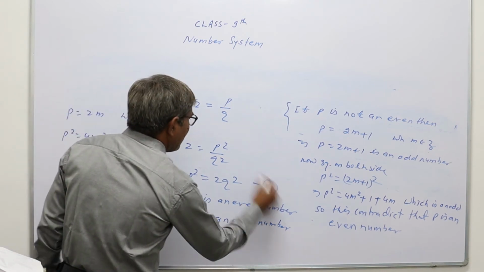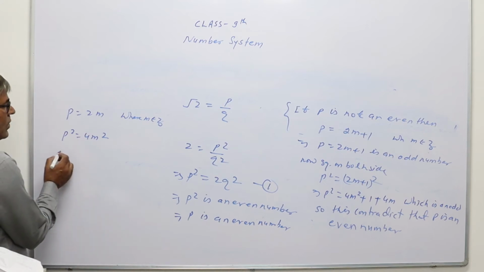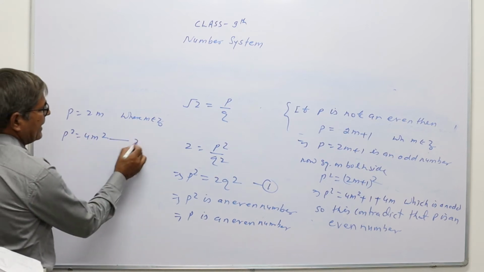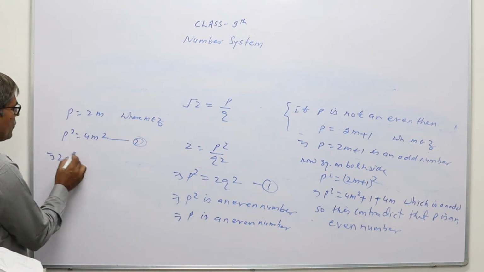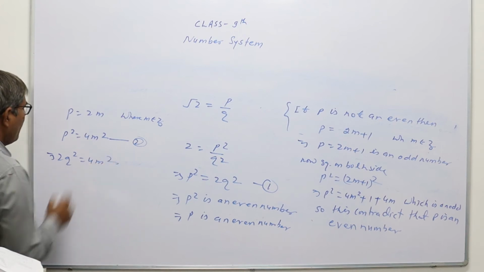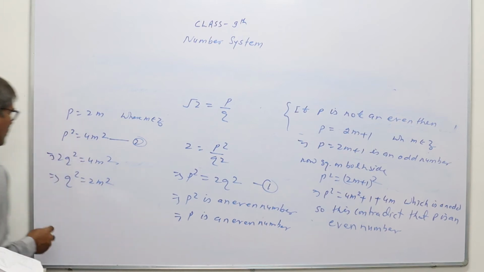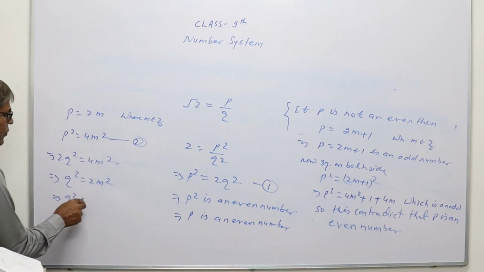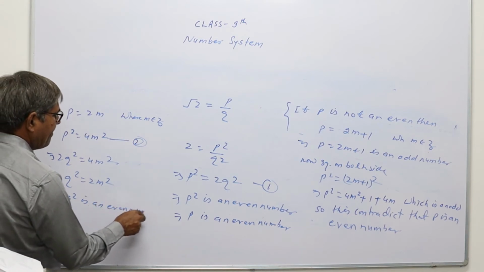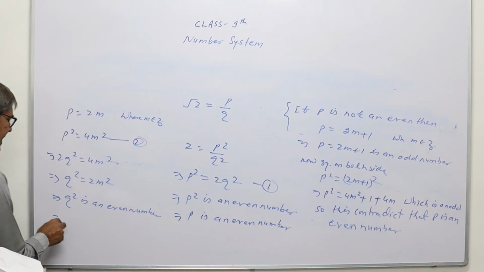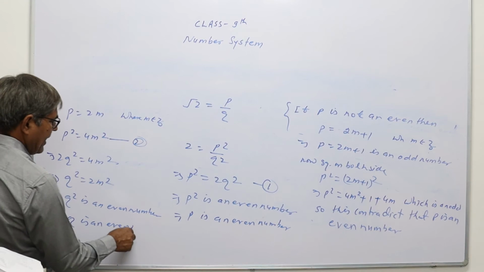But by equation number first, p square is equal to 2q square. So putting it in equation number second, 2q square will be equal to 4m square. This implies that q square is equal to 2m square, which implies that q square is an even number, and so q is an even number.